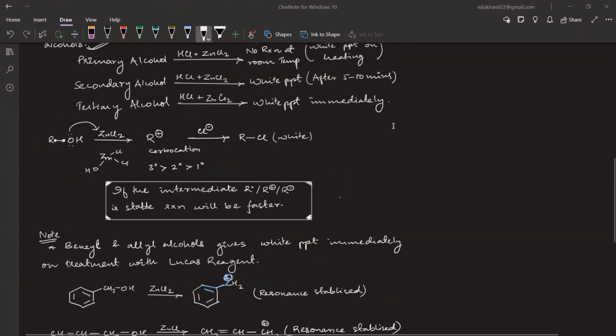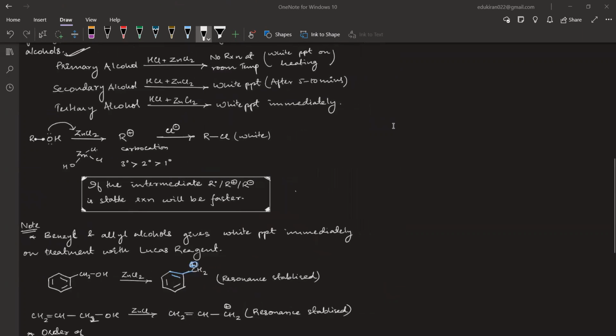Okay, write this down. Write this thing. Okay, also Fahad, you know what is going to happen when you do primary, secondary, and tertiary. It will give no reaction, white PPT. Secondary will give white PPT after 5 to 10 minutes. Tertiary will give white PPT immediately.